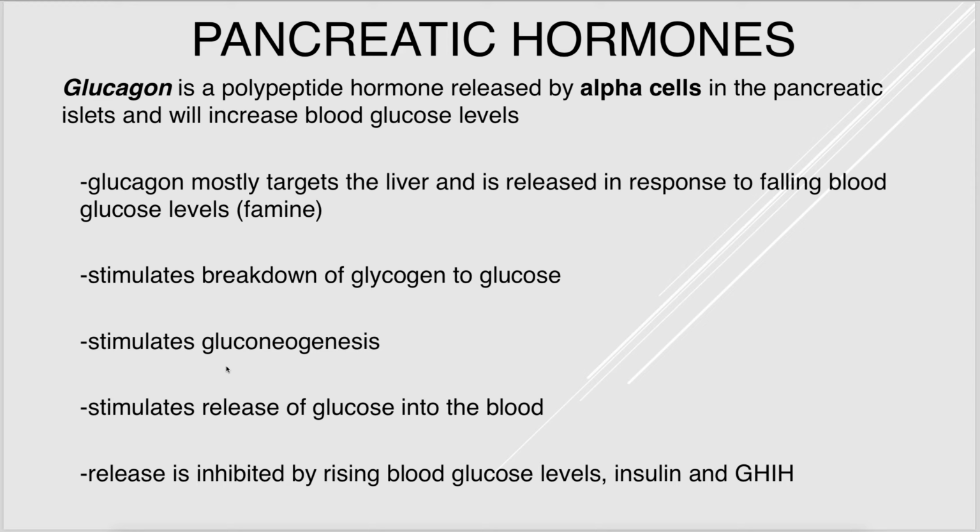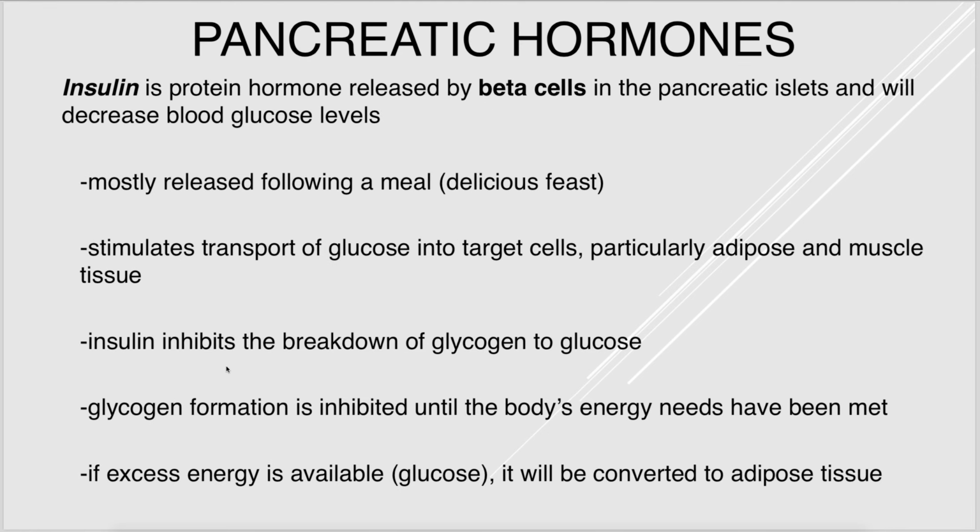Glucagon is going to target the liver and tell it to break down some glycogen so we can increase glucose levels in the blood. It also stimulates gluconeogenesis, again the production of glucose from non-carbohydrate sources like amino acids and fatty acids. It's inhibited by increases in blood glucose levels, and also by insulin and growth hormone inhibiting hormone. That last one I don't care what you know about.